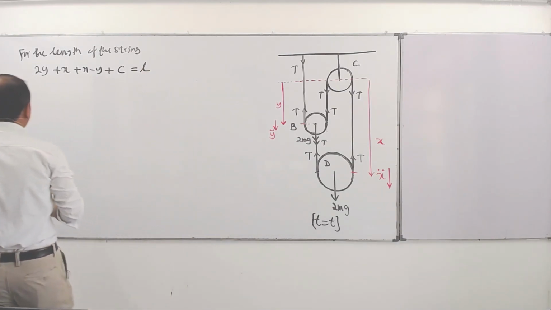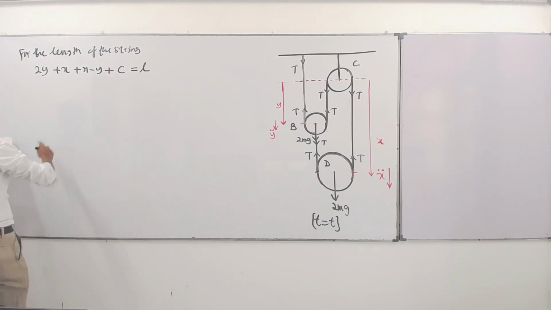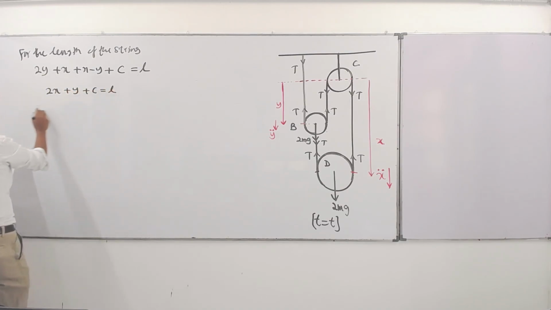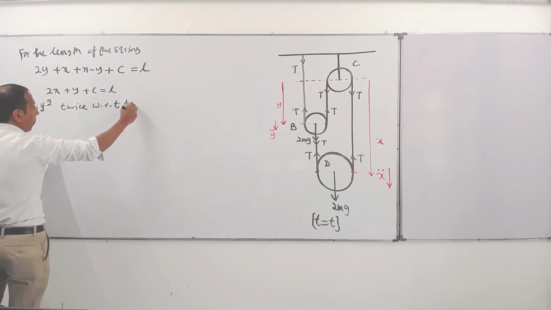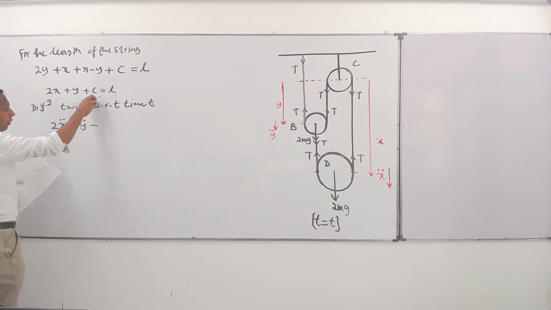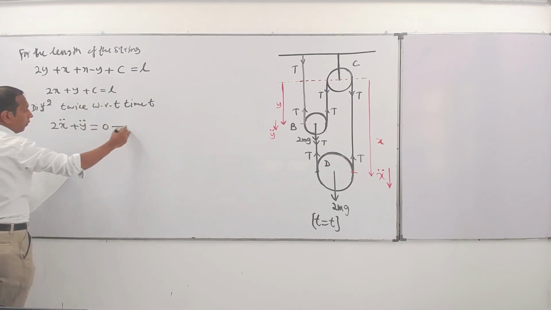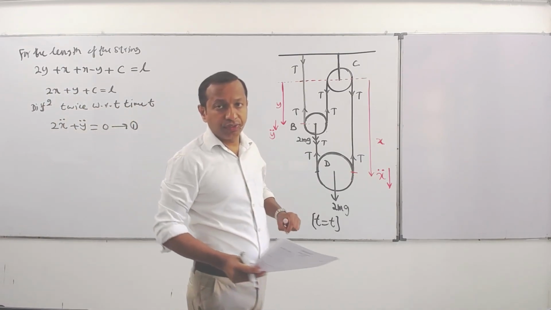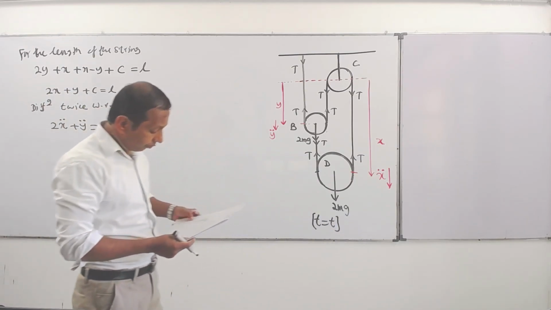Now here we get x plus x, 2x, 2y minus y is plus y, plus c is equal to L. We differentiate twice. Differentiating twice with respect to t, we get here 2x double dot plus y double dot. This is a constant, so 0. This is the first equation relating the accelerations of B and D.